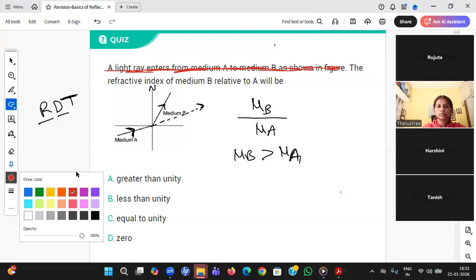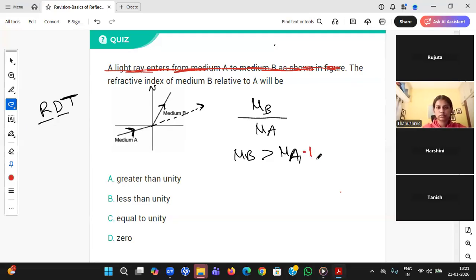So when such types are there, please take the help of maths. Sir, mu of A is there. Can I write mu of A into 1? Yes, you can write. Now bring mu of A here. Mu of B by mu of A is greater than 1, greater than unity. Okay. So in exam, please take the help of the graph like this. There are little bit confusing questions on this topic. You'll get 1 mark only.